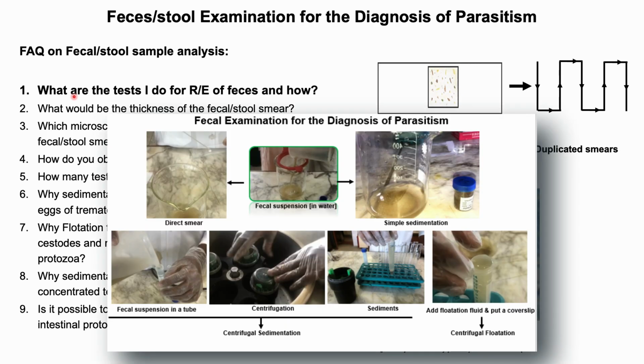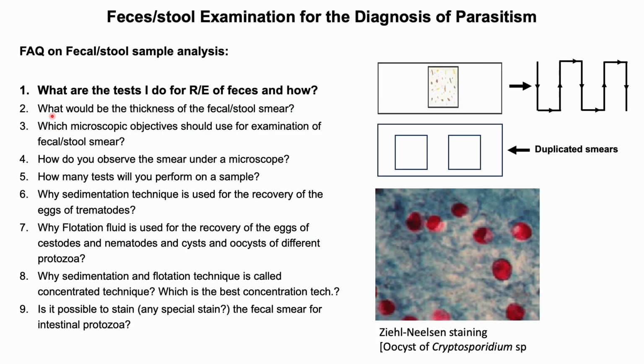In my lab, I simply prepare the fecal suspension using water, then perform the direct smear by taking a drop from the filtered fecal suspension. Then I perform the centrifugal sedimentation. In the same tube, to the sediments left at the bottom, I add the desired flotation fluid and conduct the centrifugal flotation test.